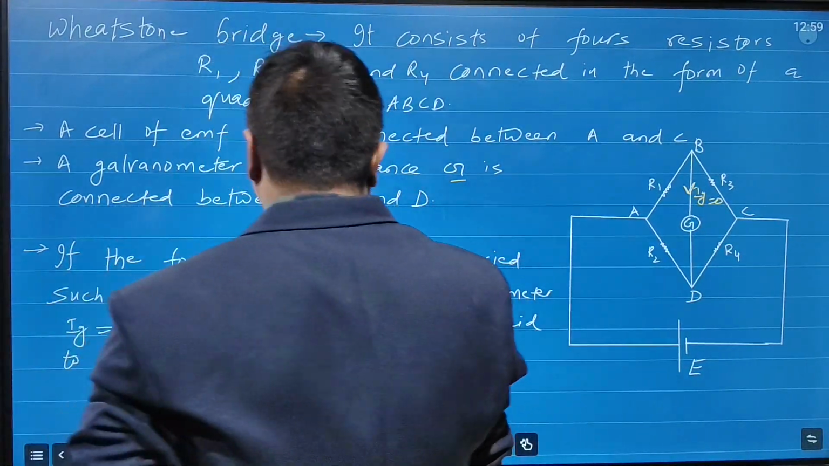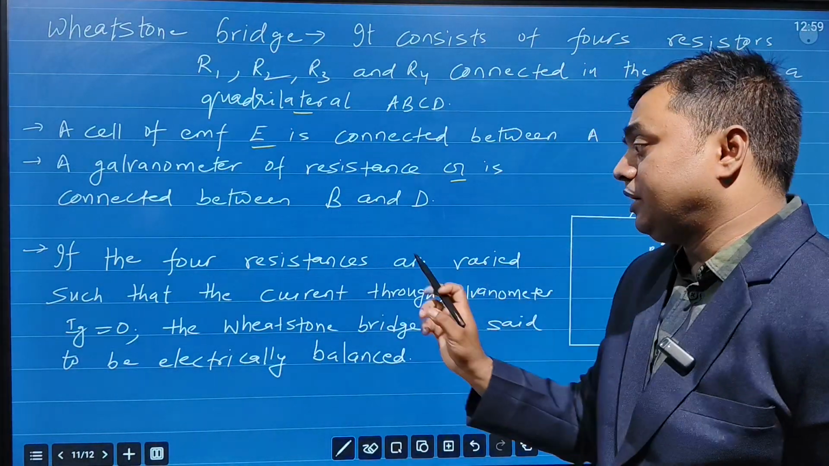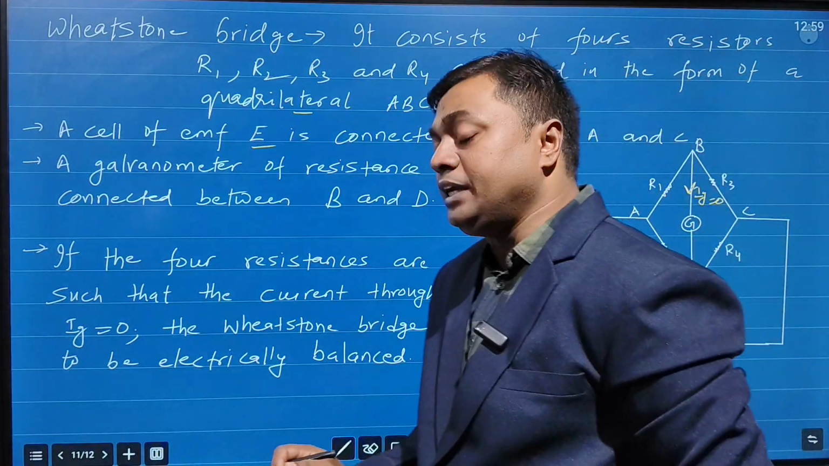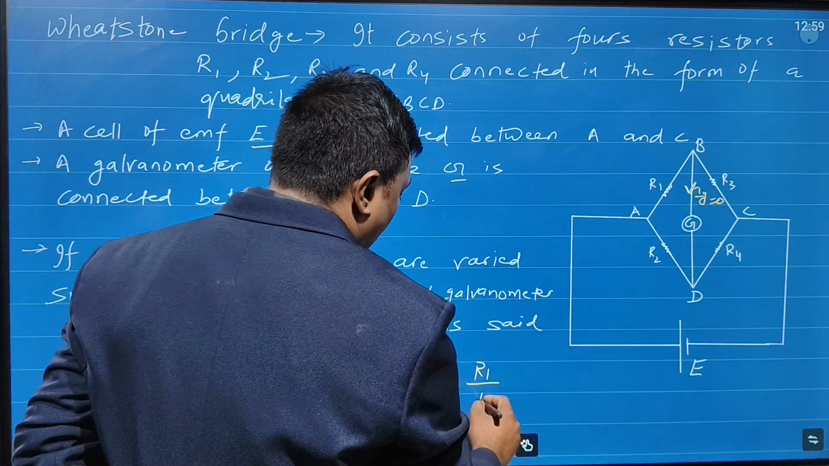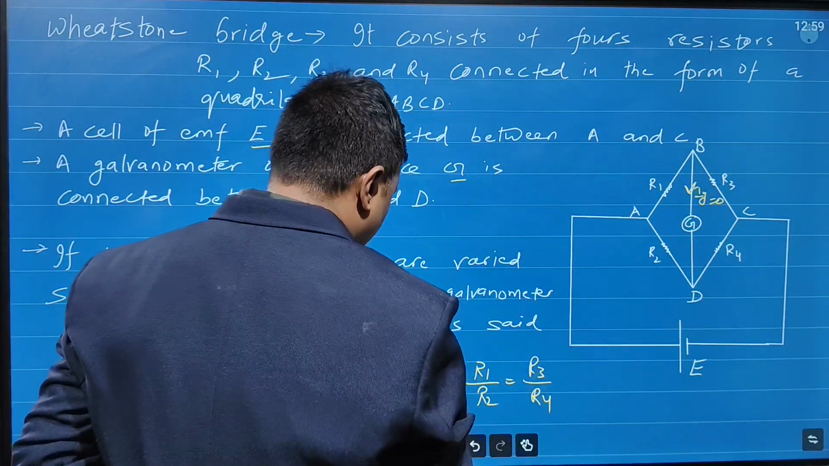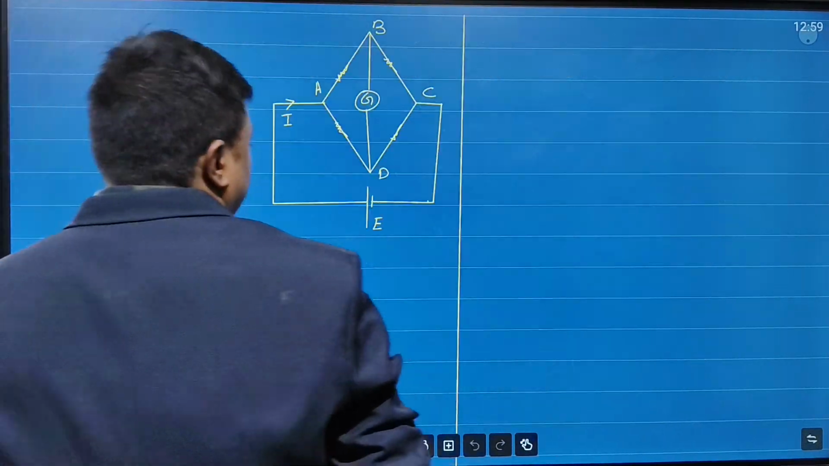So if the four resistances are varied such that the current through the galvanometer, that is Ig, is 0, the Wheatstone bridge is said to be electrically balanced. The condition is R1 upon R2 is equal to R3 upon R4. We are going to do the derivation for this. So let's do the derivation.